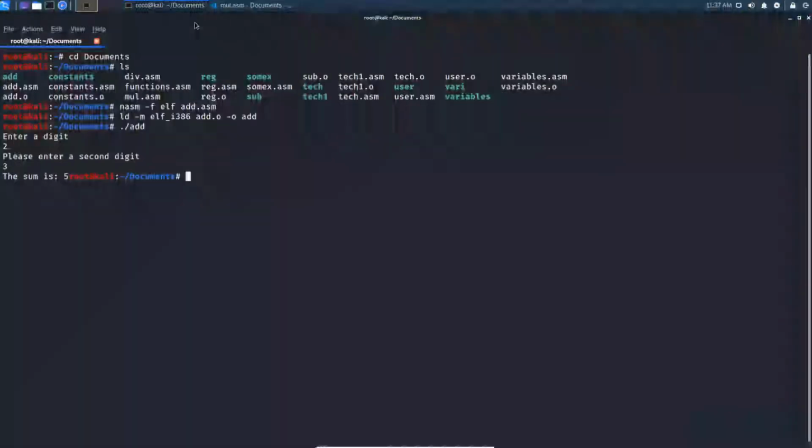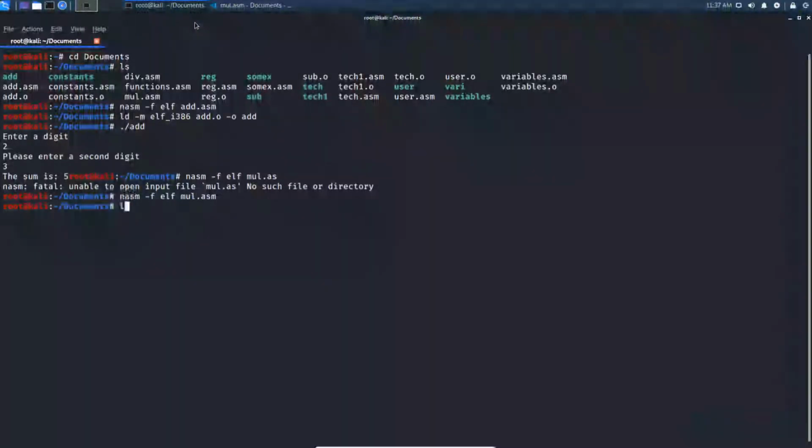Let us compile the program once. See here, I gave the input as 3 and 2. Multiplication of 3 and 2 gives 6.